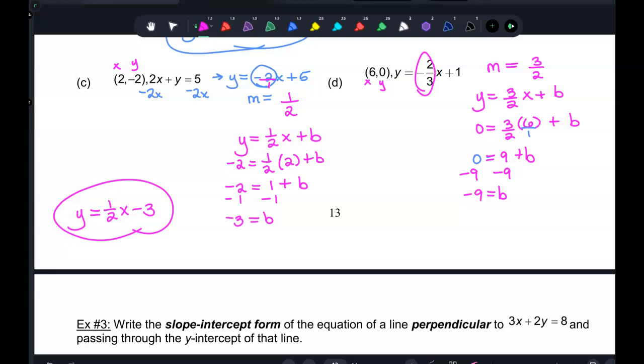Okay, so now my final answer is y equals 3 over 2x plus negative 9. Remember, we go back to y equals 3 over 2x plus b, and b is negative 9.